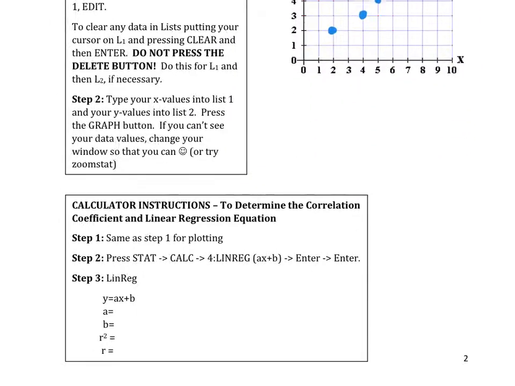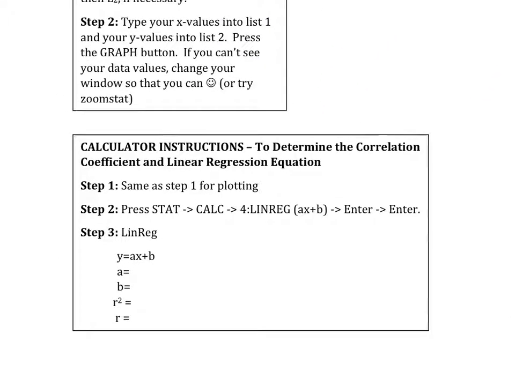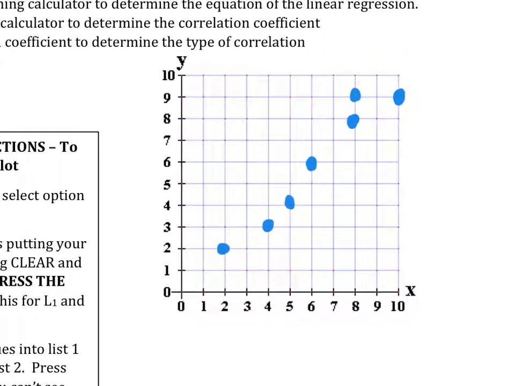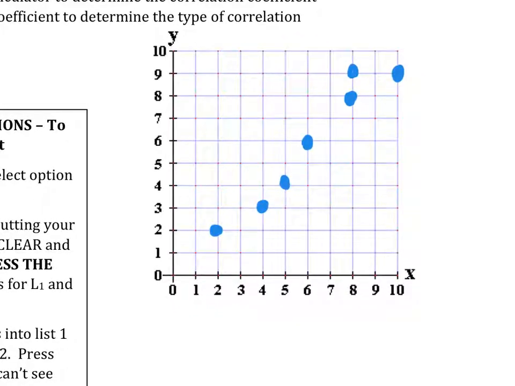And now, Quinn, down here in this box, we're going to use our calculator to determine our linear regression line and the correlation coefficient, so we can see how strong or weak our relation is. But if we look at our scatter plot here, and you had to guess what type of relation this is, what would you guess?